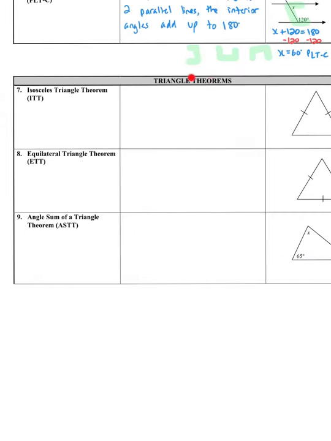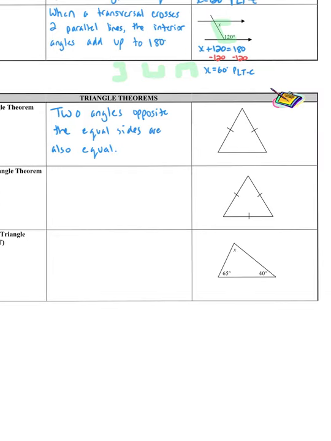Now let's look at the three triangle theorems: the isosceles triangle theorem, the equilateral triangle theorem, and the angle sum of a triangle theorem. The isosceles triangle theorem, or ITT for short, states that two angles opposite the equal sides are also equal. So here we have an isosceles triangle, and we know that because two sides are indicated to be equal. That means the two angles opposite those sides are also equal, and I'm going to call them x.